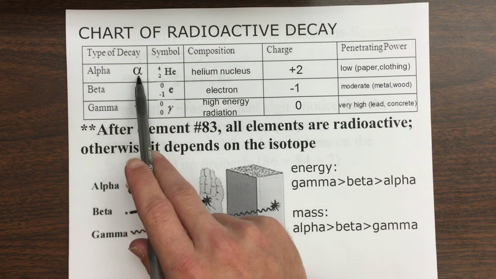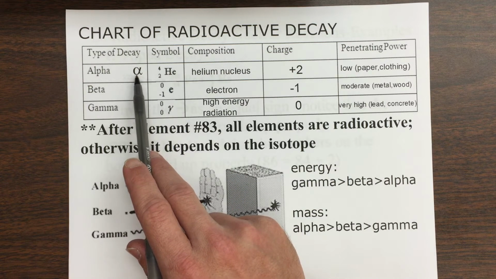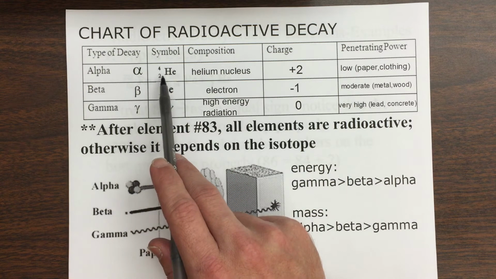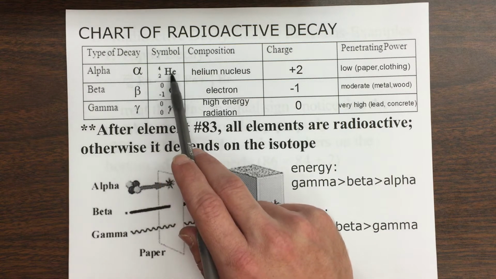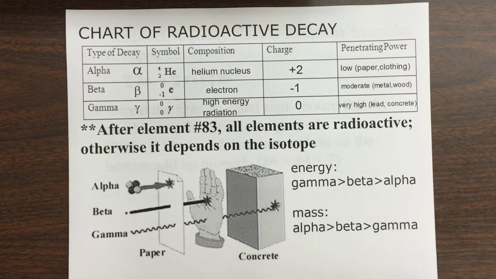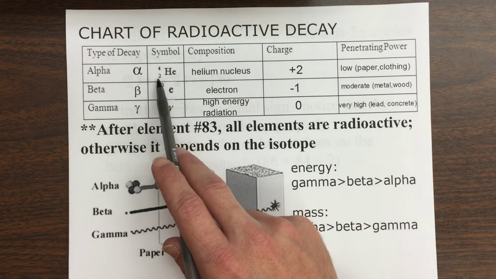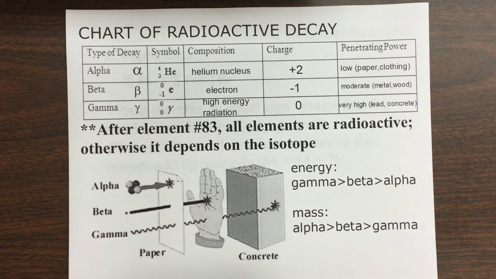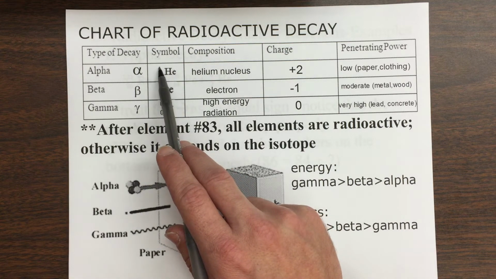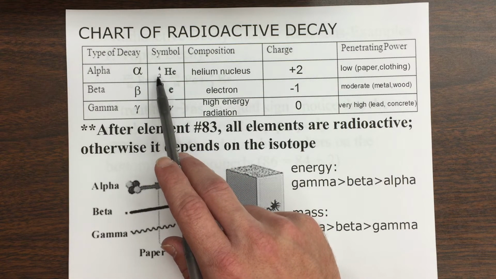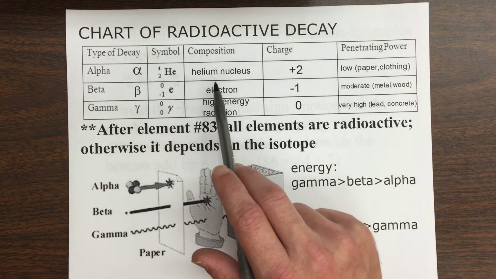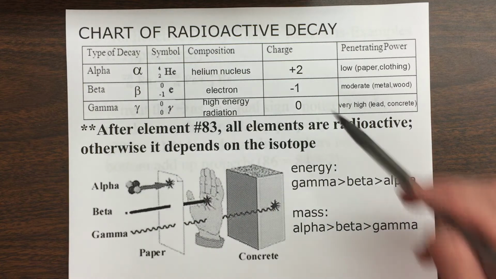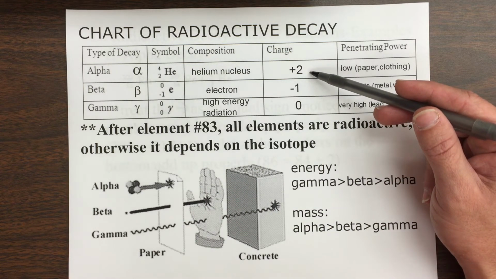Starting with alpha, it's given the symbol from the Greek letter. The symbol, when we write our radioactive equations, is going to be 4,2He, so just like our atomic symbols, where we have the mass number, the atomic number, and then the symbol. So in this case, if we have a mass of 4 and an atomic number of 2, that is indeed helium. But it's just the nucleus of a helium atom. Therefore, it has a +2 charge.